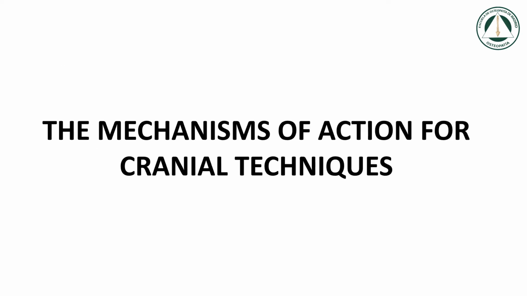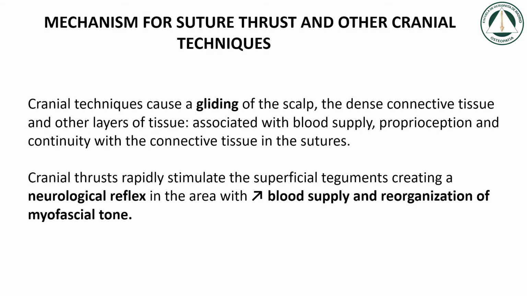The mechanisms of action for cranial techniques. Mechanism for suture thrust and other cranial techniques. Cranial techniques cause a gliding of the scalp, the dense connective tissue, and other tissue layers. They have actions on blood supply, proprioception, continuity with the connective tissue of the sutures. Cranial thrusts rapidly stimulate the superficial teguments, creating a neurological reflex in the area, with an increase of blood supply, and reorganization of myofascial tone.